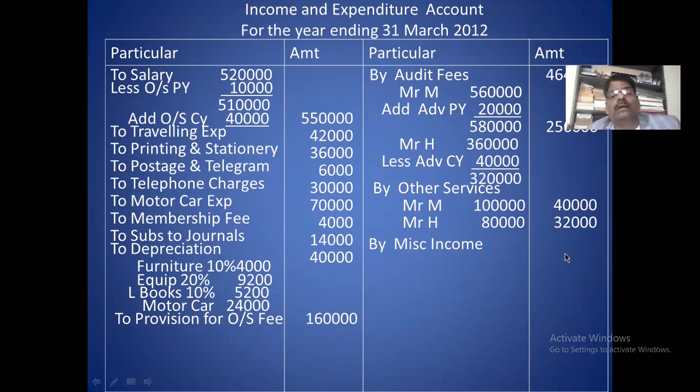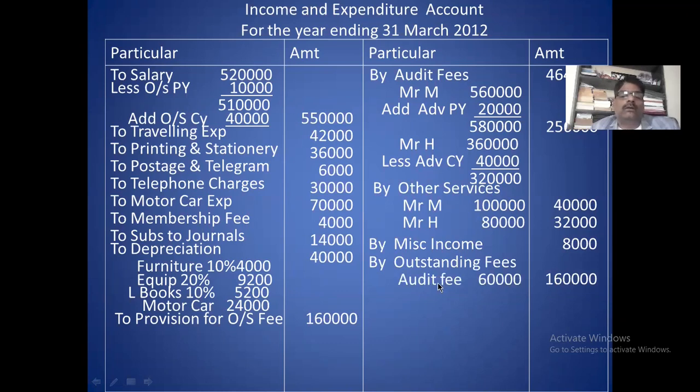The next is miscellaneous income. You take miscellaneous income. After the miscellaneous income, from the adjustment, you take outstanding fee. Outstanding fee is total 1,60,000. Audit fee is 60,000. Other fee 1 lakh. Total it is 1,60,000. So this outstanding you write. The same outstanding is made provision on the liabilities debit side. Provision 1,60,000. Okay. In this way you complete the account and close the account.